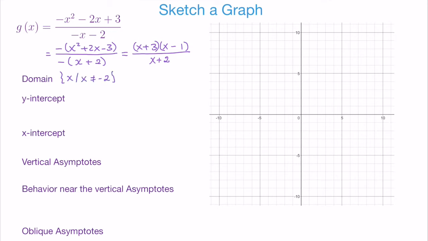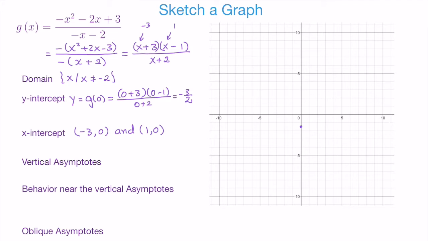The y-intercept. For that, we set x equals 0, so we do g of 0, which is (0 plus 3) times (0 minus 1) over 0 plus 2, and that is just negative 3 over 2. So the y-intercept is negative 3 halves. Let's record that. Okay. The x-intercepts. Where is the numerator 0? At negative 3 and at 1. So we have two x-intercepts, (negative 3, 0) and (1, 0).